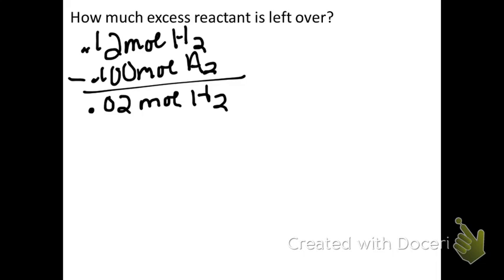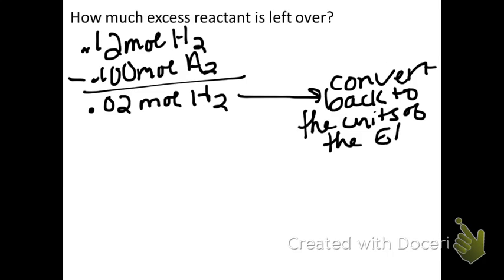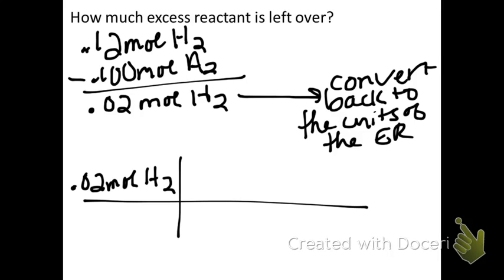That's the difference. However much magnesium would have produced this much hydrogen is how much is going to be left over. So what you need to do now is convert this number back to the units of the excess reactant. So what was the excess reactant? It was magnesium. Magnesium was given in the problem in grams. So your job is to convert the 0.02 moles of hydrogen back to grams of magnesium.